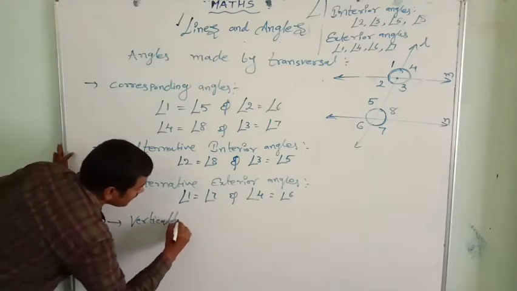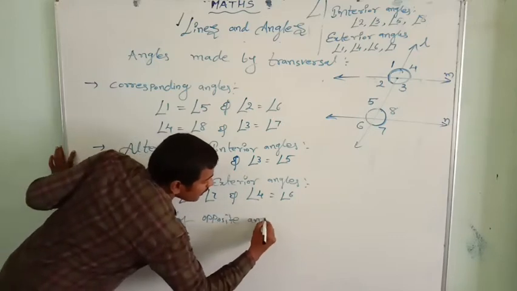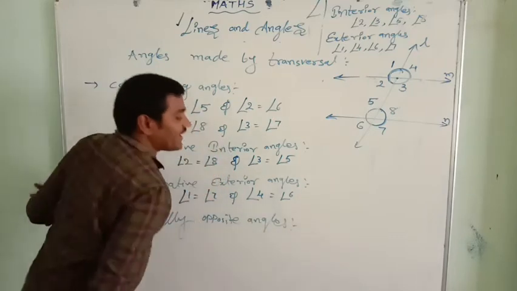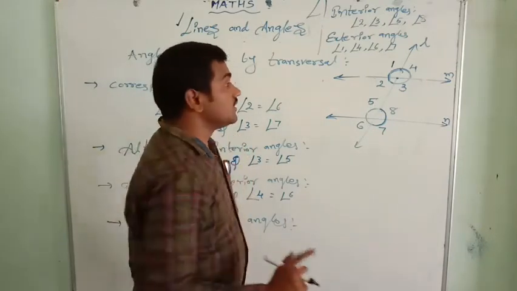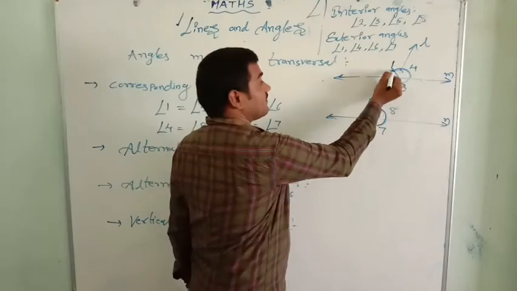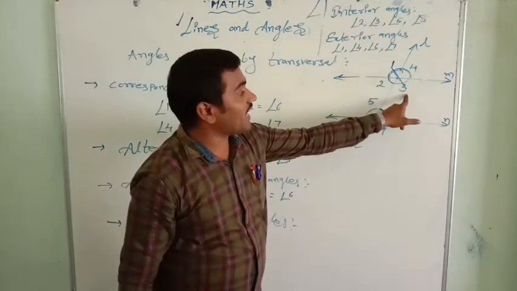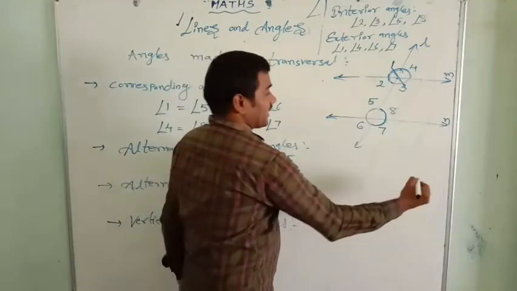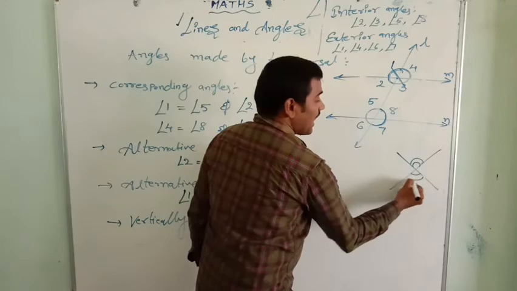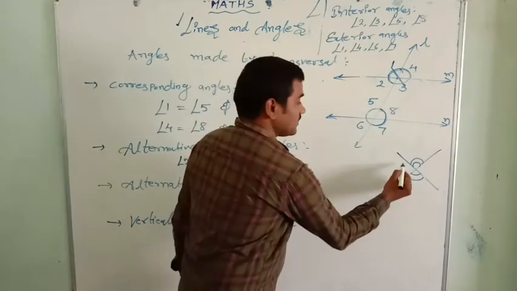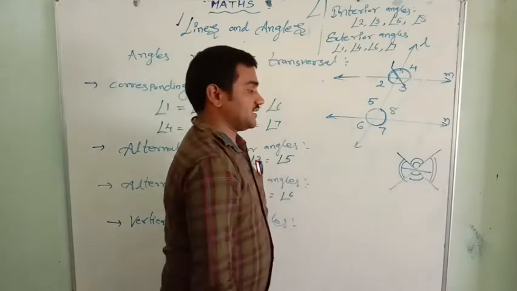vertically opposite angles. Vertically opposite angles are always equal. What are the vertically opposite angles here? See, angle 1 and angle 3, vertically opposite angles. Angle 1 and angle 3 are vertically opposite angles. If two lines are intersecting each other, these angles are known as the vertically opposite angles. These angles are known as vertically opposite angles.